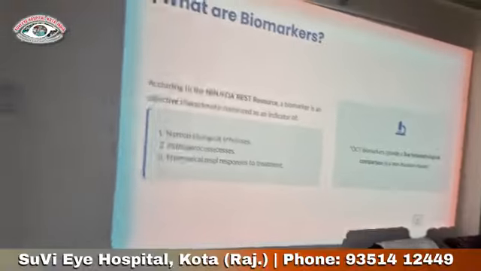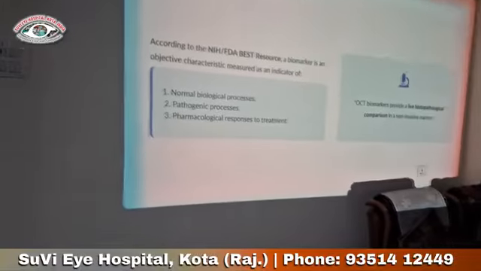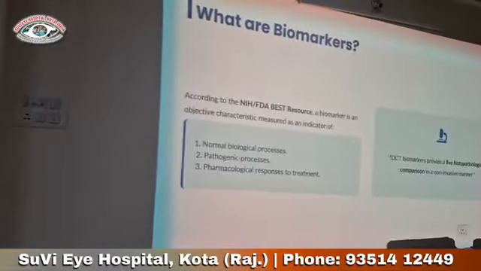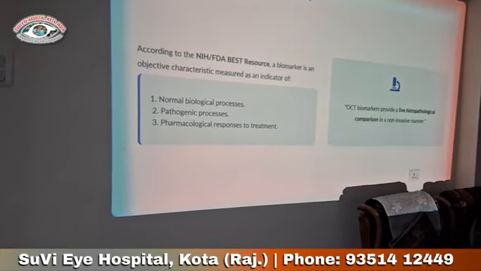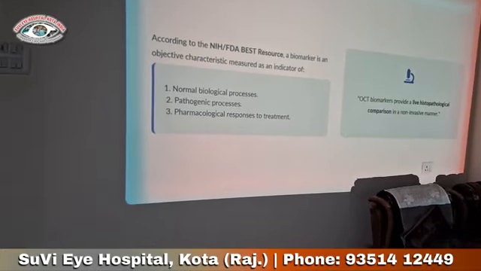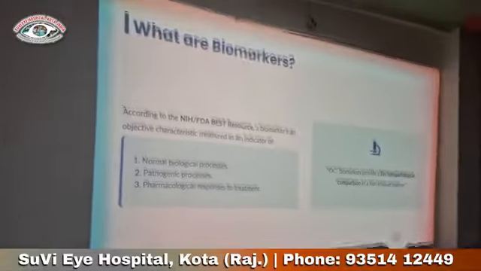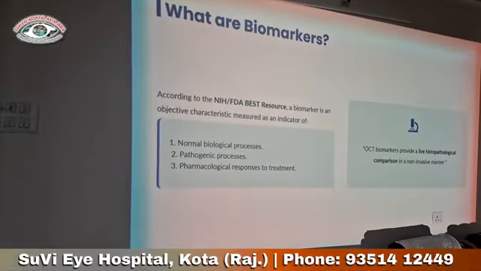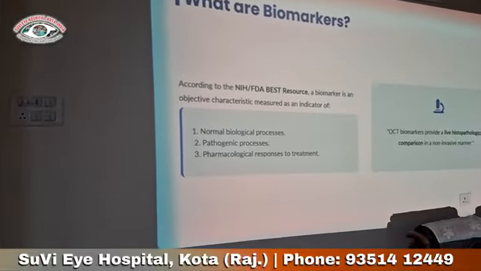Center-involving and non-center-involving are important because center-involving diabetic macular edema we have to treat with anti-VEGF, or with steroids if not responding to anti-VEGF treatment. For non-center-involving macular edema, we do a fluorescein angiography and can do a focal laser if needed.